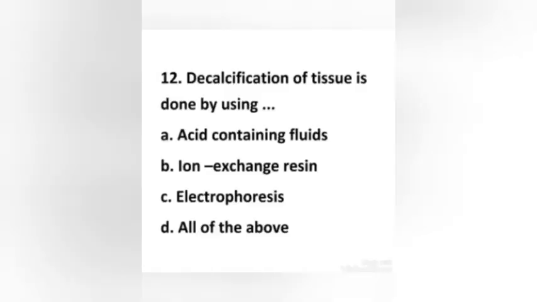Next question. Decalcification of tissue is done by using acid containing fluids, ion exchange resin, electrophoresis, all of the above. Here the right answer is option D, all of the above. Bone decalcification is the softening of bones due to the removal of calcium ions and can be performed as a histological technique to study bones and extract DNA.